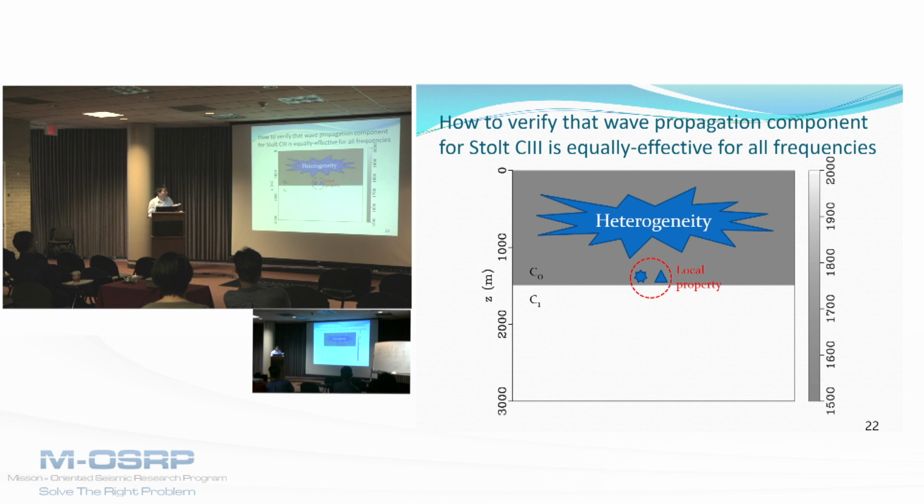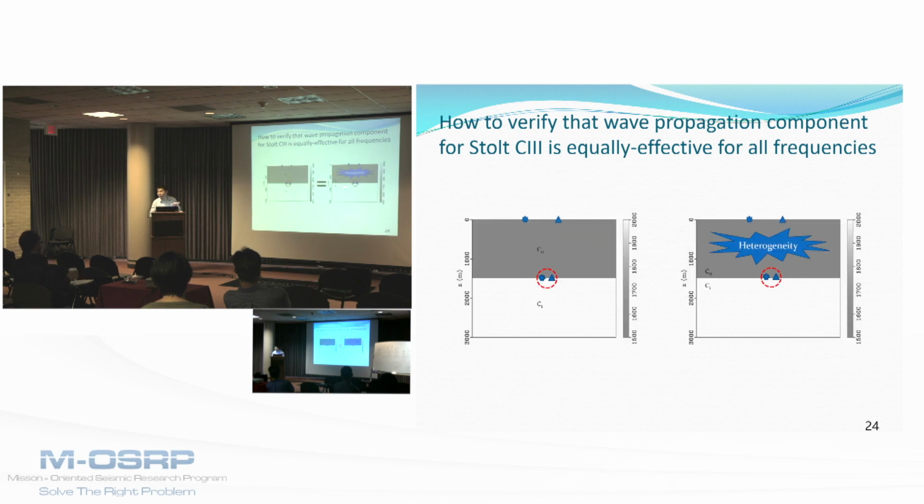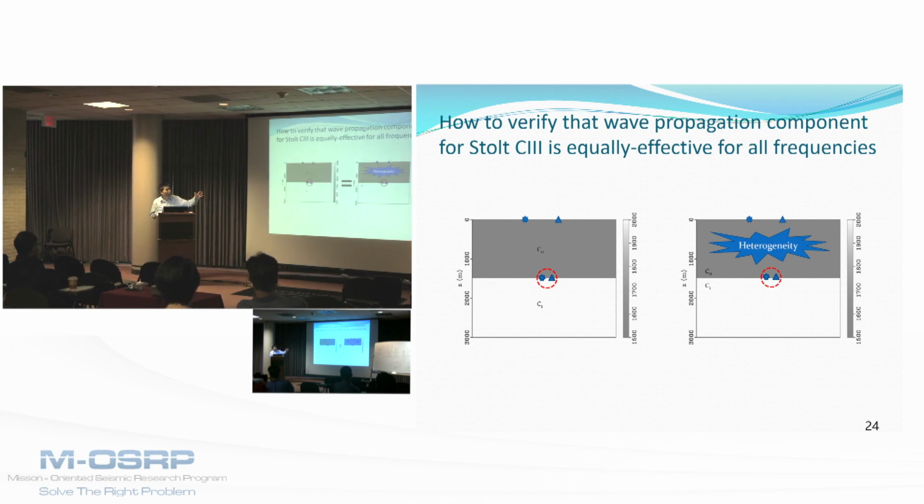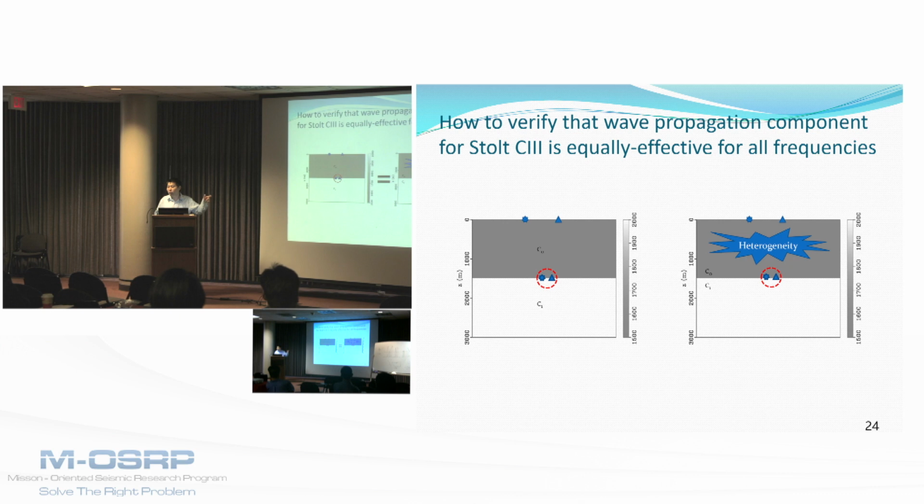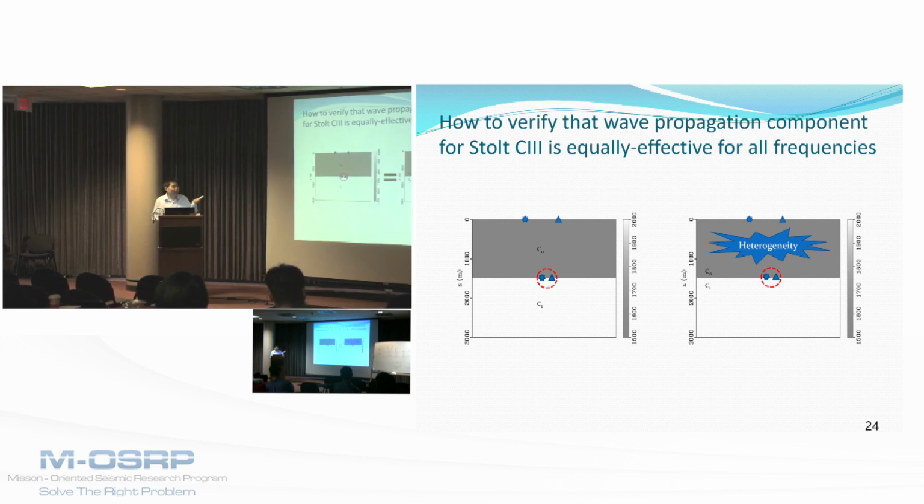Then we compare, because the image condition asks for space-time coincidence, so it only cares about the local property. It will not care about the heterogeneity far from the image point. So no matter whether the heterogeneity is there or not, the image should be the same. We just compare the same image from the homogeneous overburden and the heterogeneous overburden. If they match each other, we have full confidence that the wave propagation component does not introduce any further issue in the images. So we preserve the equally effective for all frequency feature for the C3 image condition.